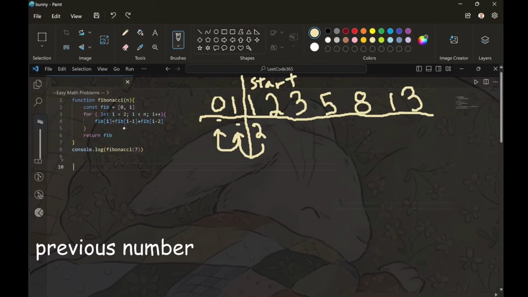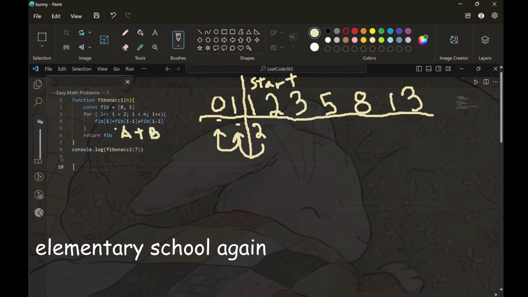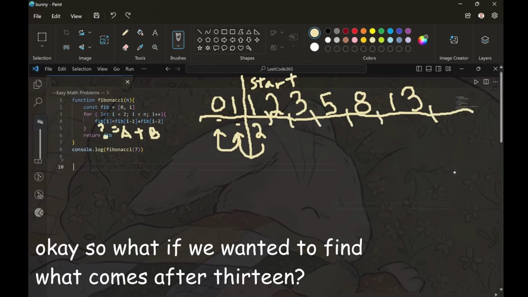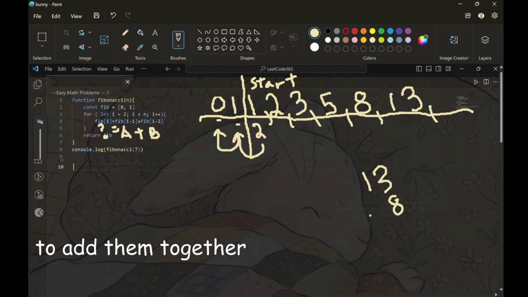So previous number A plus previous number B. And now this is like elementary school again. We're doing basic math. A plus B. Okay, so what if we wanted to find what comes after 13? Well, we simply need to add them together. 21.